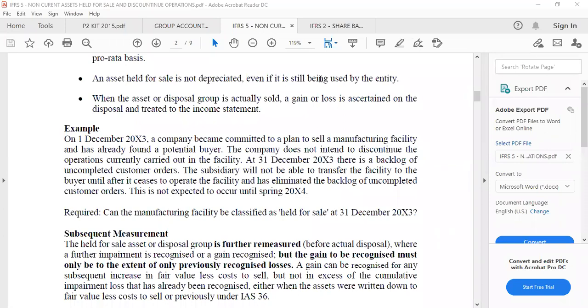You plan to sell. How do you plan to sell? If you plan to sell, it means that you should be willing to transfer the asset to the buyer. But you're not willing to transfer. It means that you are just deceiving us. It's just like Ghana. We are deceiving that we are serious, but we are never serious. So the assets cannot be classified as held for sale.